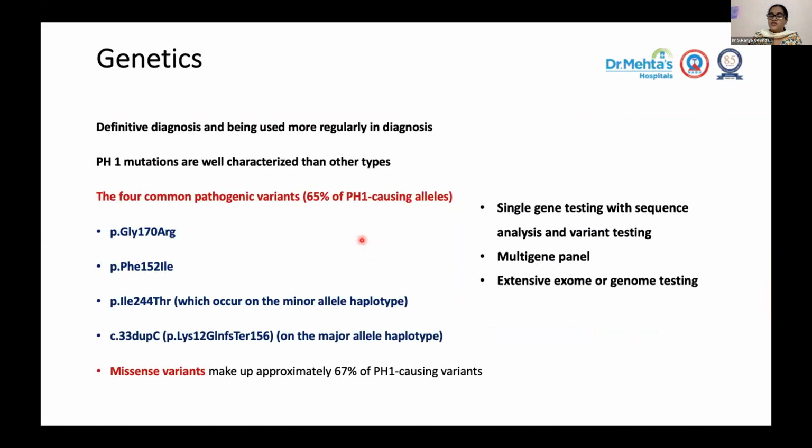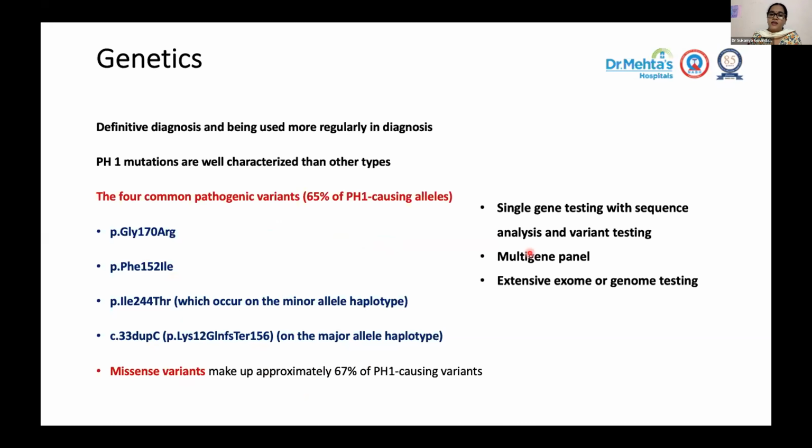And PH1 mutations, as I previously discussed, are better characterized than the variants in the other two genes. In PH1, there are 4 common pathogenic variants which are reported, of which 65% fall within any of these 4. Most of these variants are missense mutations, and missense mutations make up approximately 67% of all variants. So deletions and other frame shift and nonsense mutations are all very few. So most of them have missense variants.